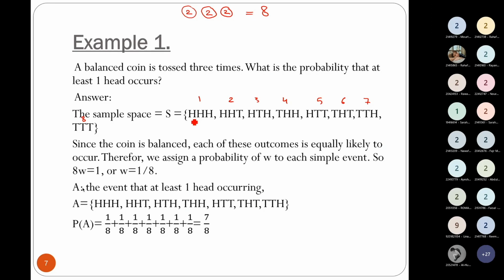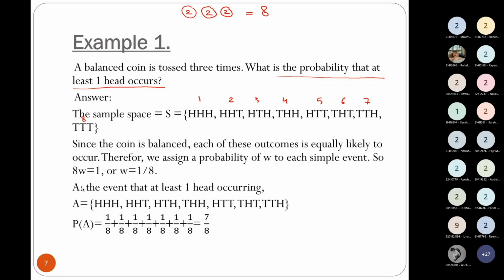Head, head, head. H means head, and T means tail. So any coin has the face H or T. We have 2 faces only for each coin. Now, what is the probability that at least one head occurs? One head occurs, meaning one head appears.